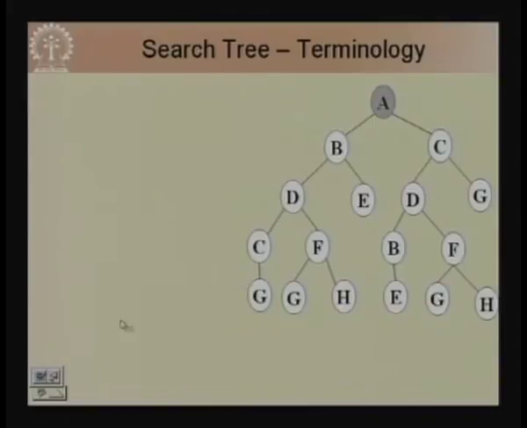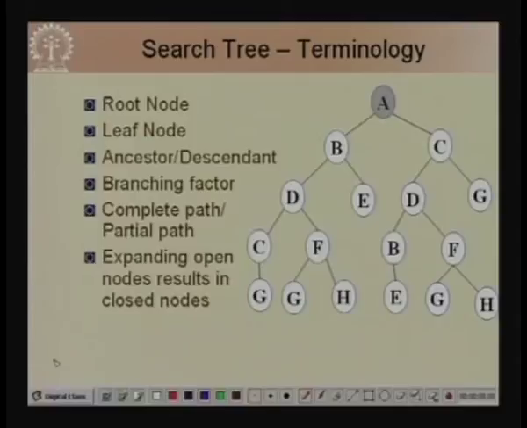Now, let us look at some terminology corresponding to a search tree. The root node is the node from where we initiate the search tree. So, in this example, A is the root node. The leaf nodes are the leaves of this tree. This particular tree has the following leaves: G, G, H, E, E, G, H, G, out of which G is a leaf node because G is a goal node, and E and H are leaf nodes because we have reached dead ends.